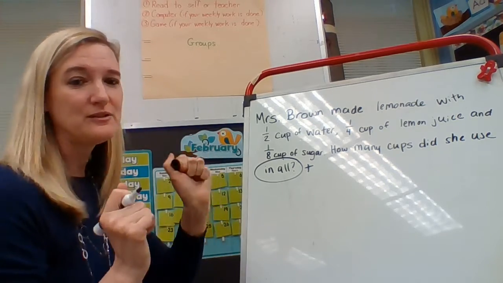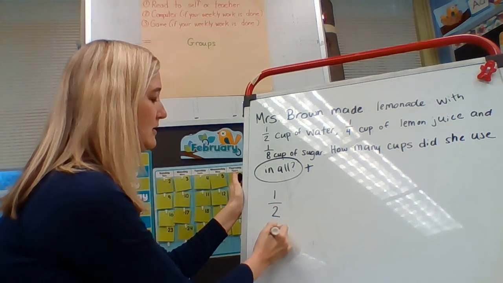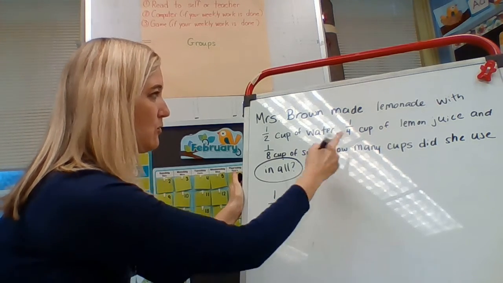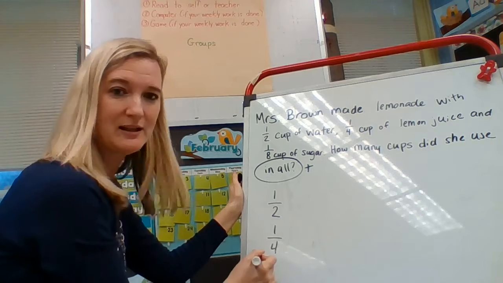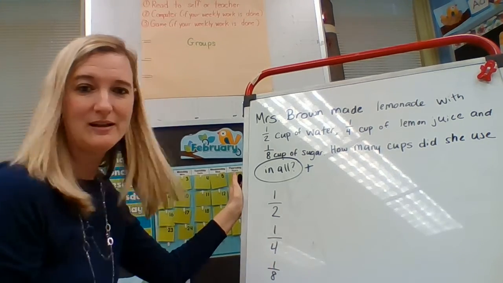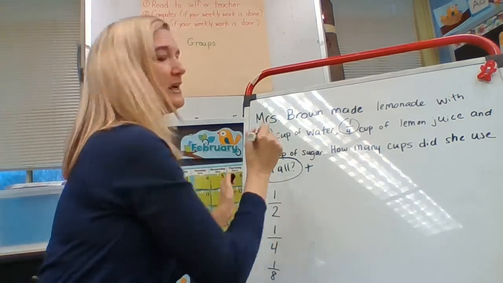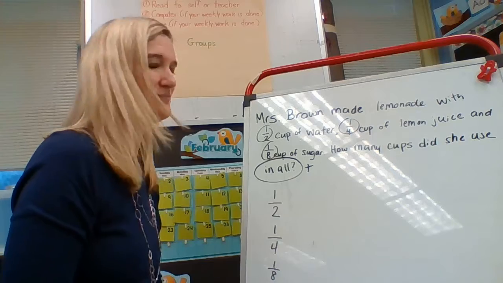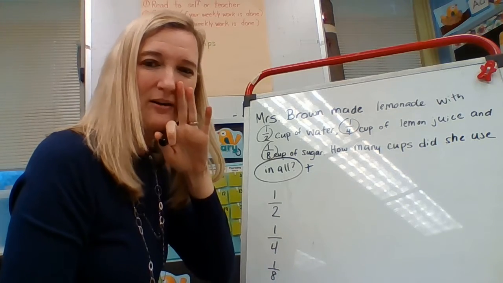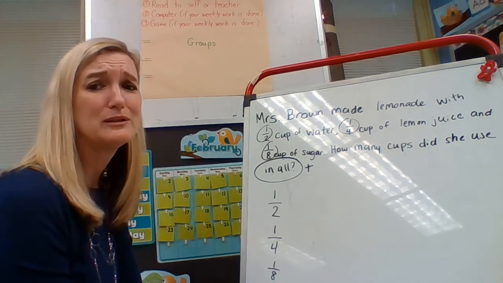Okay, so first thing I'm going to do, I'm going to stack up my fractions. 1/2, 1/4. Are we going to fit? And 1/8. I just fit. All right, 1/2, 1/4, 1/8, and I'm going to add them up. I can't do that. I don't have like denominators. Oh, what are we going to do?